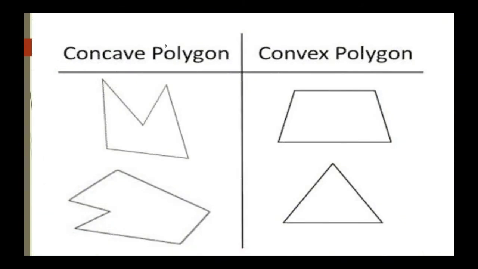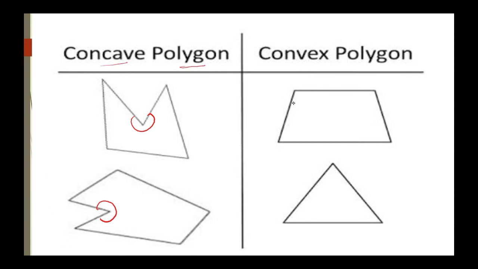Next, let us see examples of convex and concave. See, these are all concave polygons. Here it is more than 180. Here it is more than 180. These are examples of concave polygons. This is a reflex angle. This is also a reflex angle. These both are more than 180. That's why they come under concave polygons.